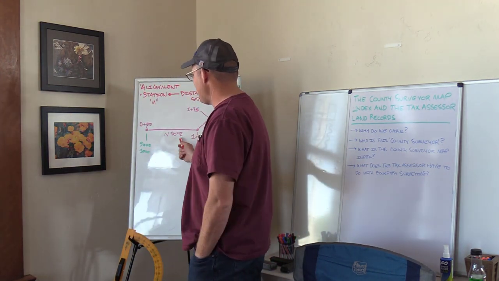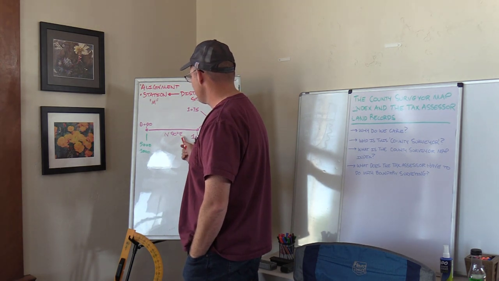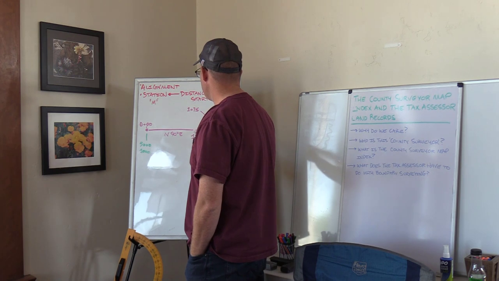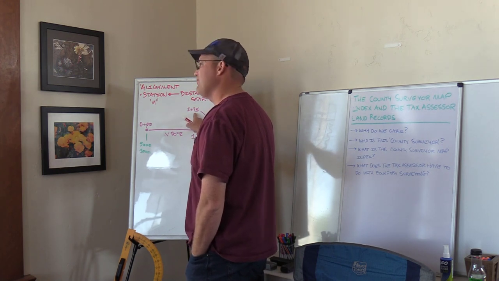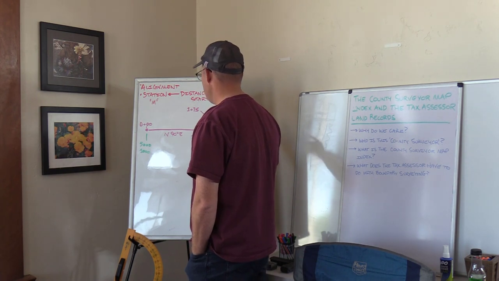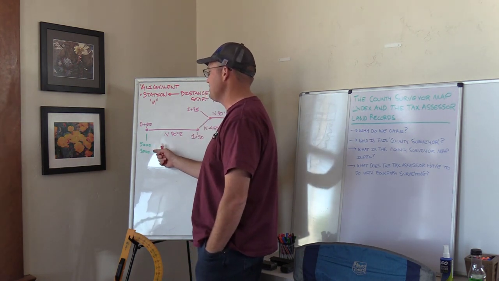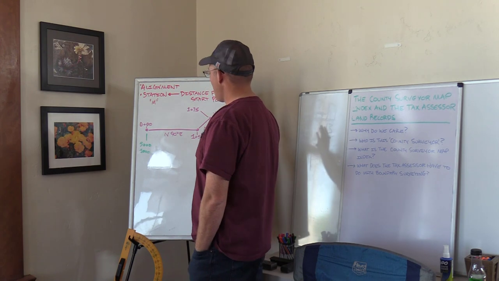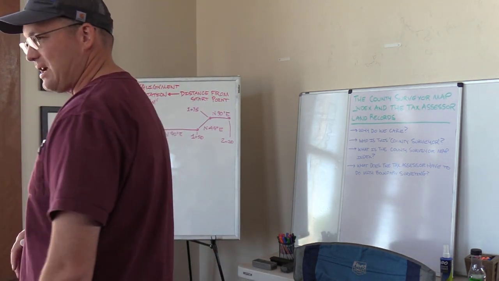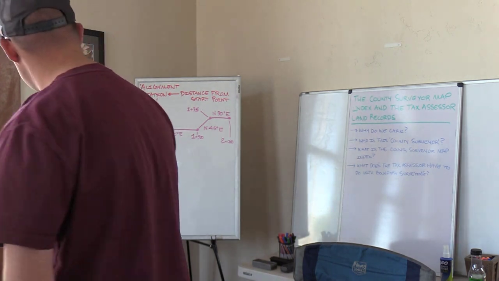Then I go north 90 degrees east to station 1 plus 50. Then I go north 45 degrees east to station 1 plus 75. Then I go north 90 degrees east to station 2 plus 10. Okay? And I give you the northing and easting of my start point. That's all the information you need on an alignment to calculate coordinates and stations. Okay? So we're going to work through the example.